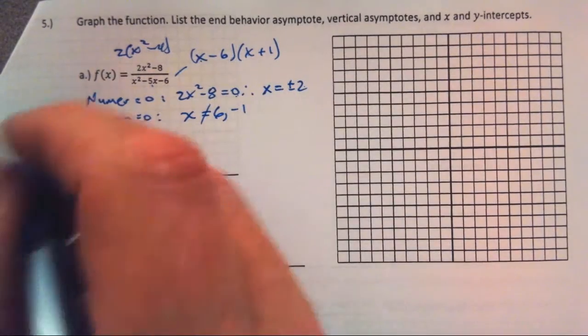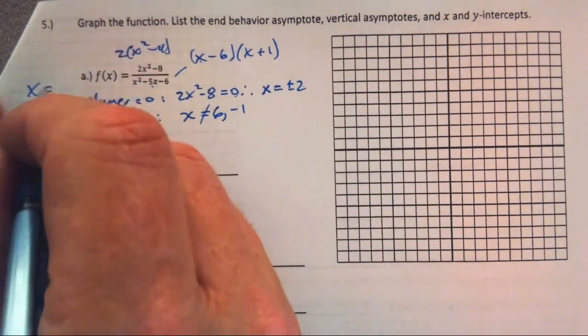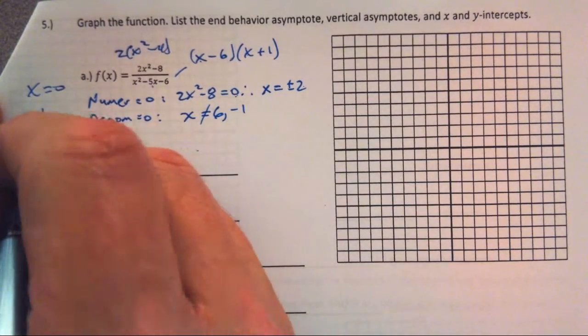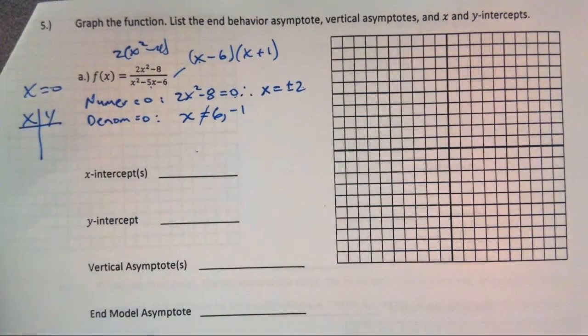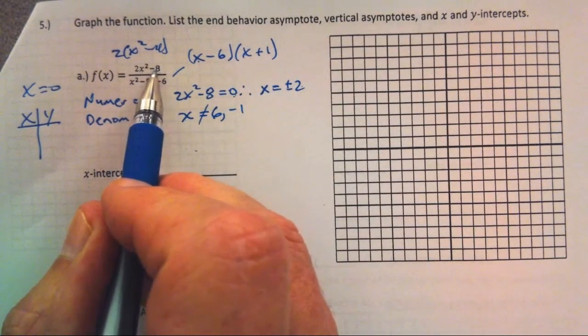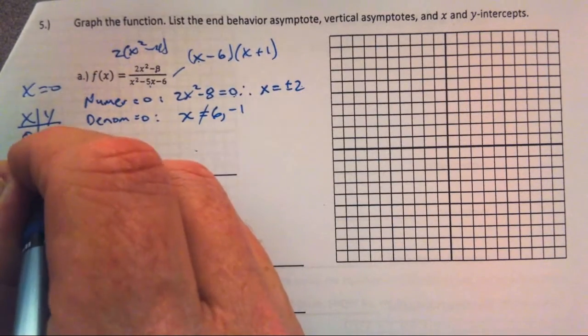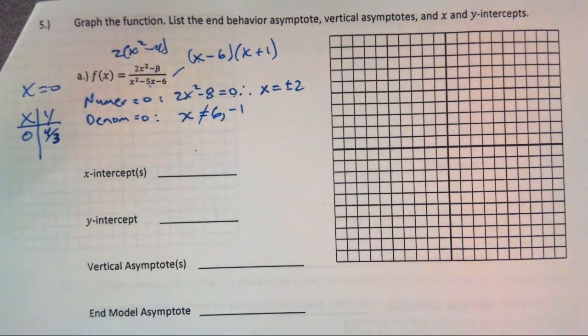And my last test is just let x equal 0. I'm going to put that over here. X equals 0. The only reason I do that, as I mentioned before, is because it's just such a simple value. I put in 0 for x, and I get negative 8 in the numerator, negative 6 in the denominator. I get 4/3. That's just usually the easiest ordered pair to get that fits on the graph.